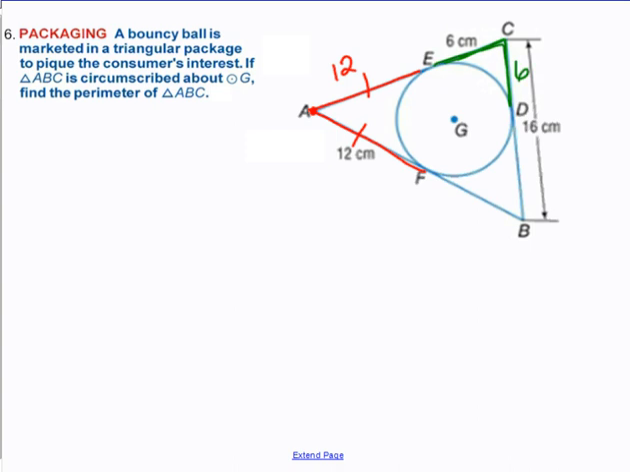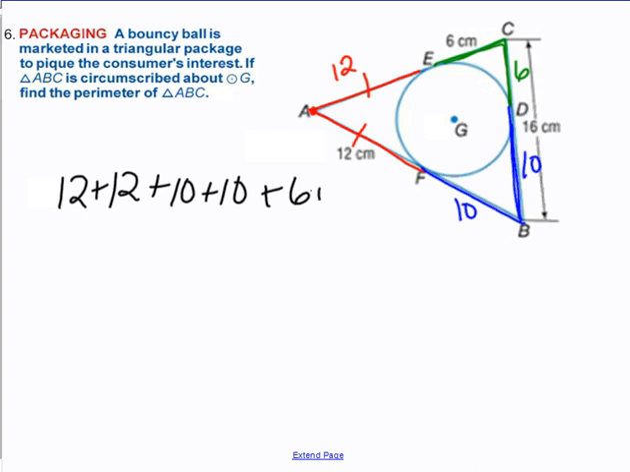This is 6. These two segments have to be the same. Well, if this green portion of this segment is 6, then the rest of it has got to be 10. So then this is 10. Now, in order to figure out the perimeter, I'm just going to take 12 plus 12 plus 10 plus 10 plus 6 plus 6. And I add all that up, and I get 56 centimeters.